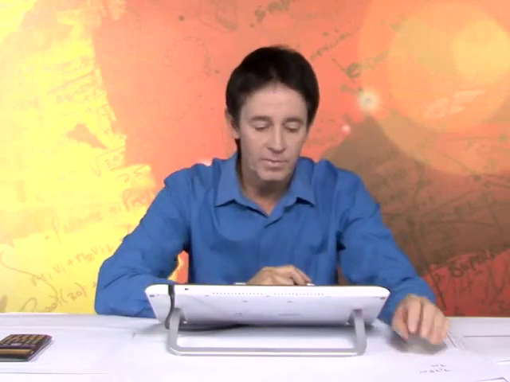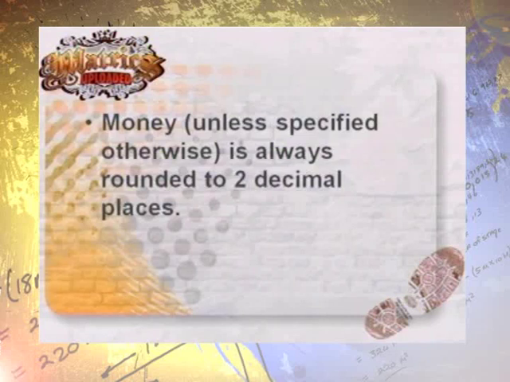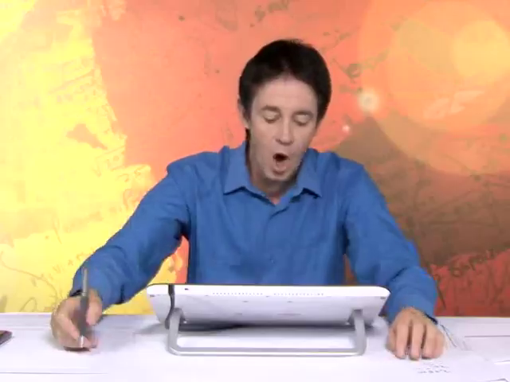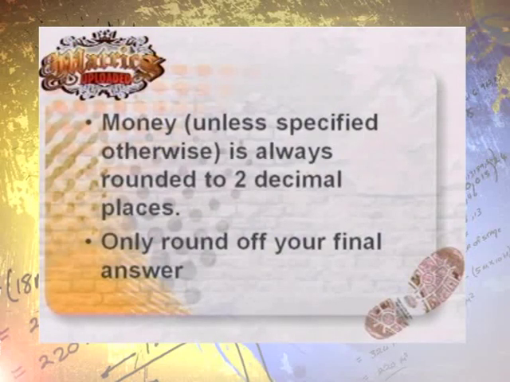Now, the next example I want you to watch very carefully: money. Unless specified, money is always rounded off to 2 decimals. So if you get a decimal like 60,73 and so on, you round it off to 2 decimal places with money. Now, the next thing is very important: only round off your final answer. We call in the world of maths an error margin. If you round off too soon, you're going to end up with errors following through and get a very inaccurate answer. Let's look at a typical example of this.